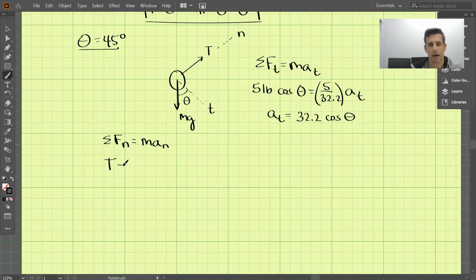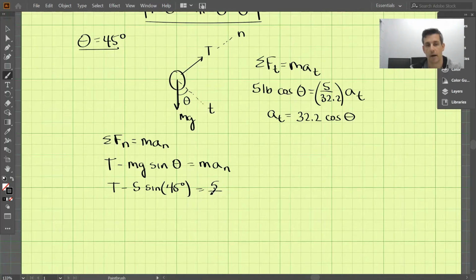So that's minus mg sine of theta, and that should be equal to the mass times the acceleration in the normal direction. We know m times g here is equal to 5 pounds, so let's just sub stuff in here. So T minus 5 sine, and we know theta is 45 degrees, equal to the mass, which is 5 divided by 32.2, times the acceleration in the normal direction.